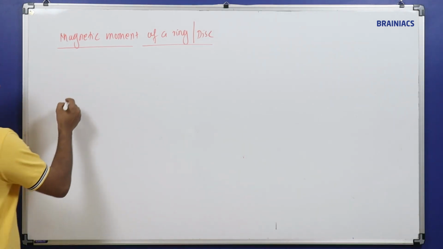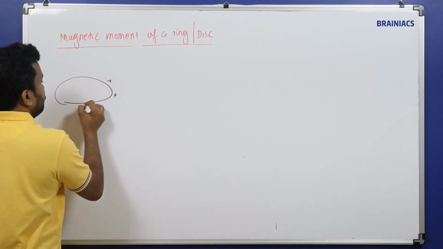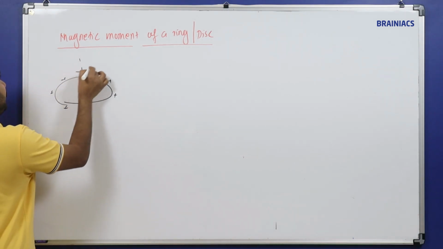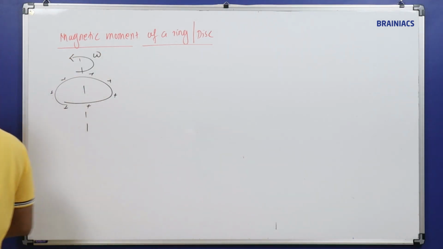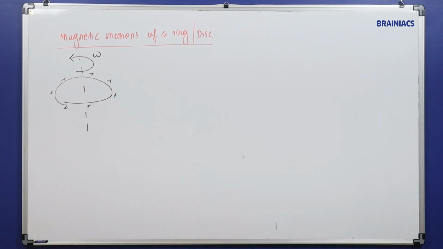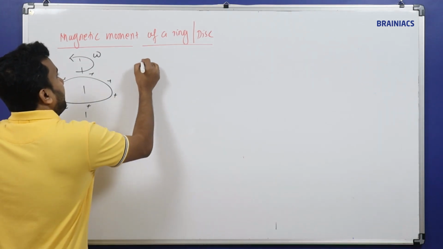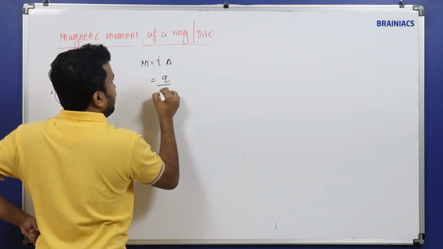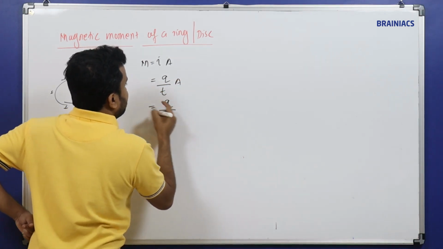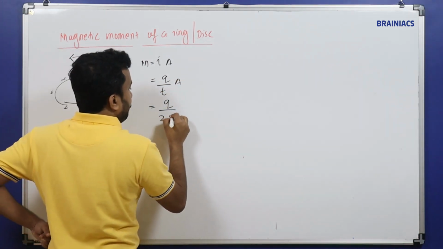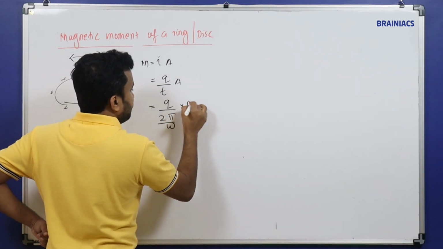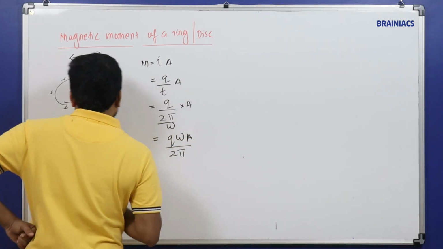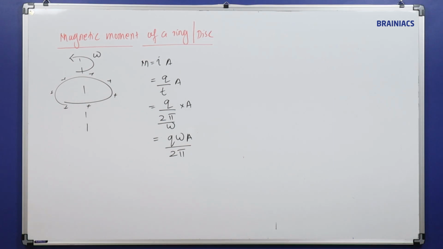So let me consider we have a disk or ring which has some charge, and it is rotating about the central axis with angular velocity omega. Here we have to find the magnetic moment. Magnetic moment M is equal to IA. So I means charge by time period, into A. The time period in terms of omega is 2 pi by omega, so M equals Q omega A divided by 2 pi. Omega is called angular velocity.